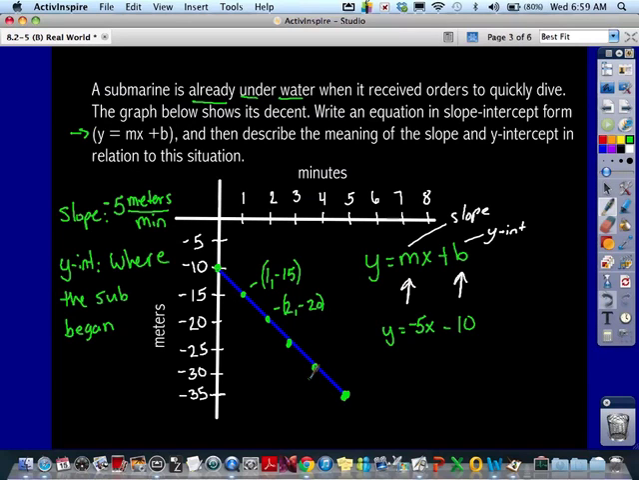Anyways, that's just one example. You've got a few problems like this where you're going to use the slope and y-intercept to try and describe what they mean, and good luck.